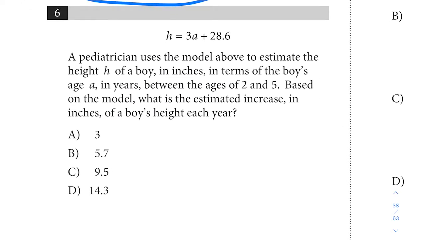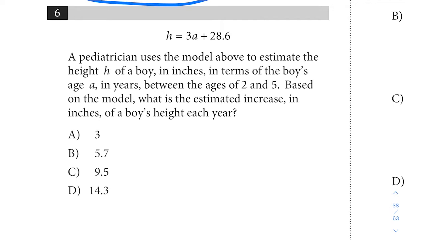So here it says h equals 3a plus 28.6. A pediatrician uses the model above to estimate the height, h, of a boy in inches in terms of the boy's age, a, in years between the ages of 2 and 5. Based on the model, what is the estimated increase in inches of a boy's height each year?